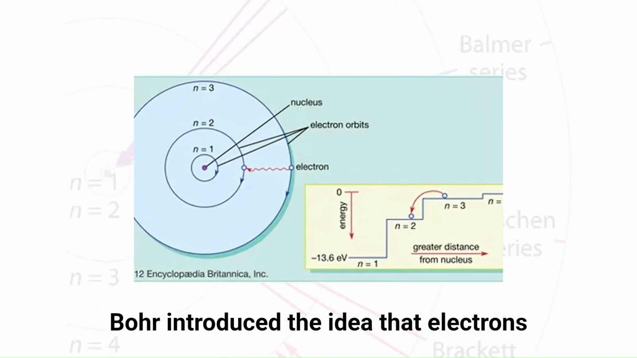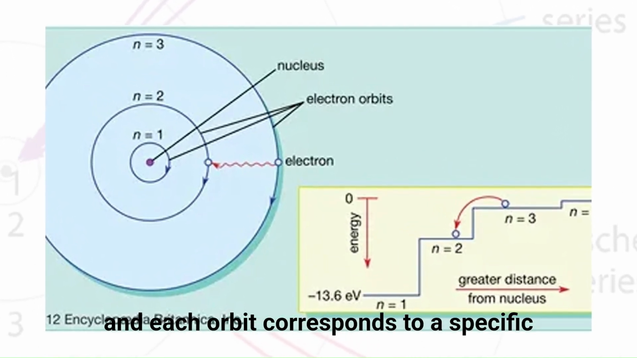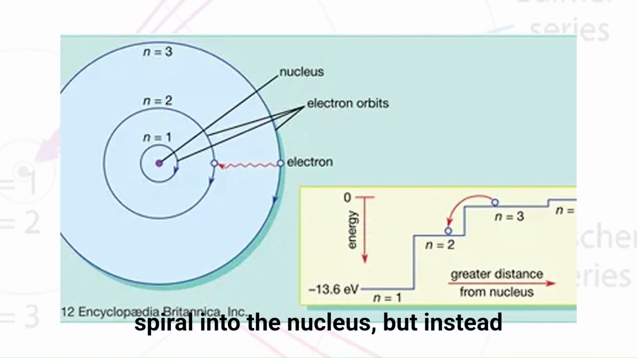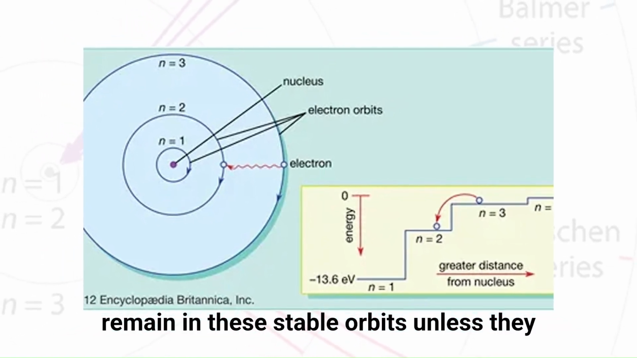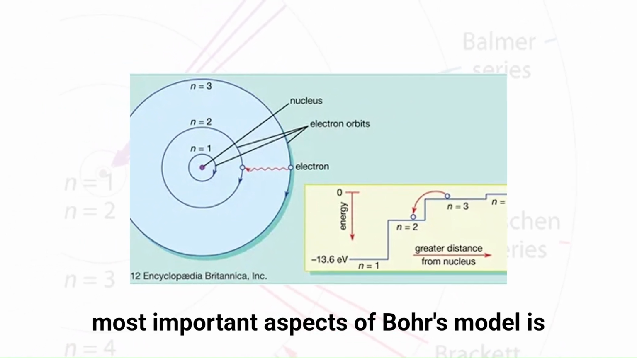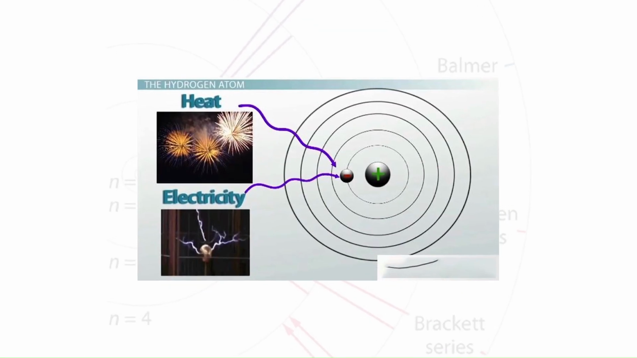Bohr introduced the idea that electrons move in fixed orbits around the nucleus, and each orbit corresponds to a specific energy level. Electrons do not spiral into the nucleus but instead remain in these stable orbits unless they absorb or emit energy. One of the most important aspects of Bohr's model is the concept of quantized energy levels.